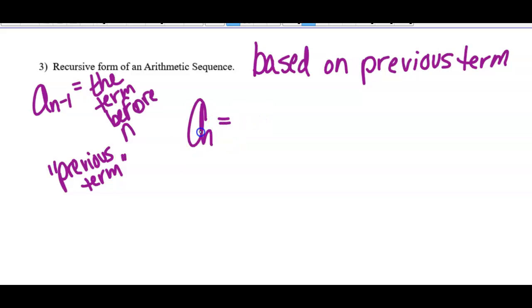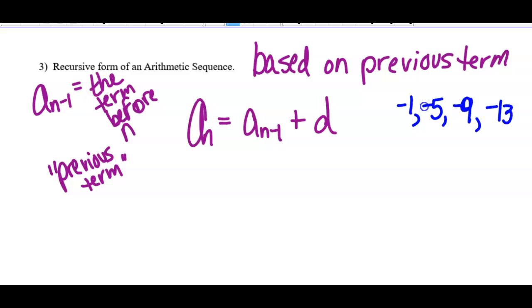So you would say any term in my sequence is the term before it plus some difference. Let's make one that's negative this time. So if we had negative 1 and we subtract 4, and we subtract 4, and we subtract 4, and that was our difference, okay? For this sequence, you would say a sub n equals the previous term minus 4.